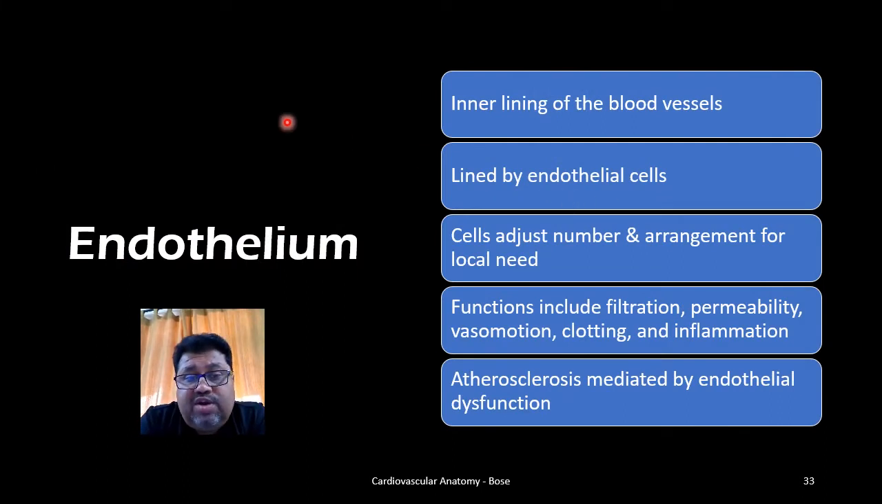The vascular endothelium is the lining of the blood vessels. So endothelial cells are also called the endothelial lining, and they have the ability to adjust their number and arrangement to accommodate local requirements. The endothelial cells can stick together really tightly, or they can move around so that it creates just enough gap for things like water to come out of the blood vessel or come back in.